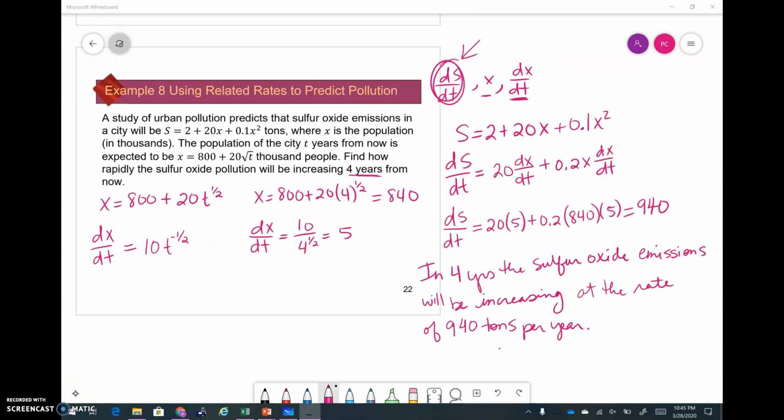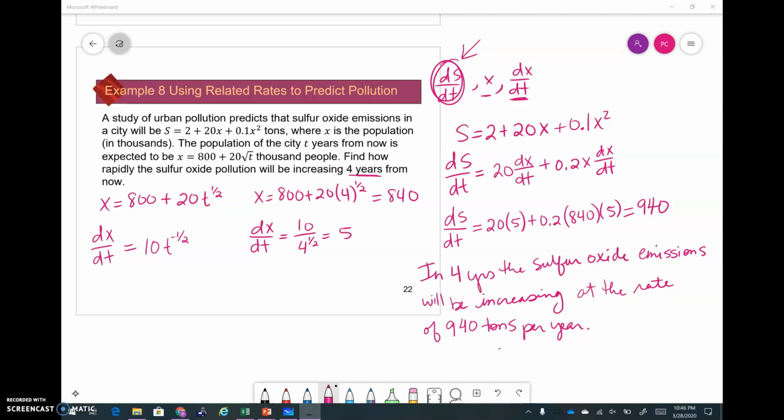Alright, so if you take the derivative of the S function, we end up with dS over dt equals 20 times dx over dt plus 0.2x times dx over dt. By plugging in all the numbers that we know, x equal to 840 and dx over dt equal to 5, we end up with the number 940. What this means is, in 4 years, the sulfur oxide emissions will be increasing at the rate of 940 tons per year.